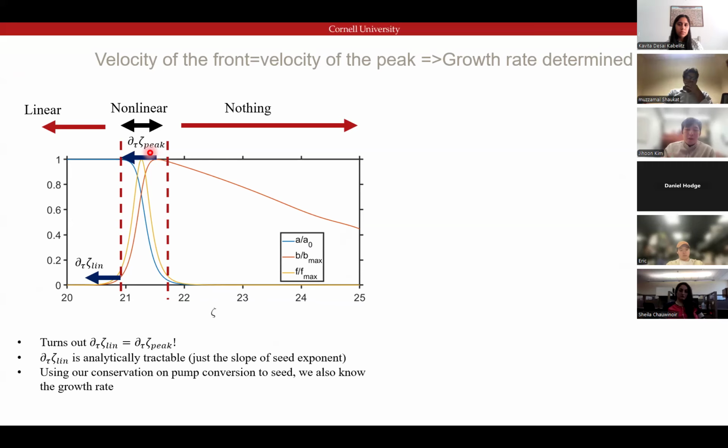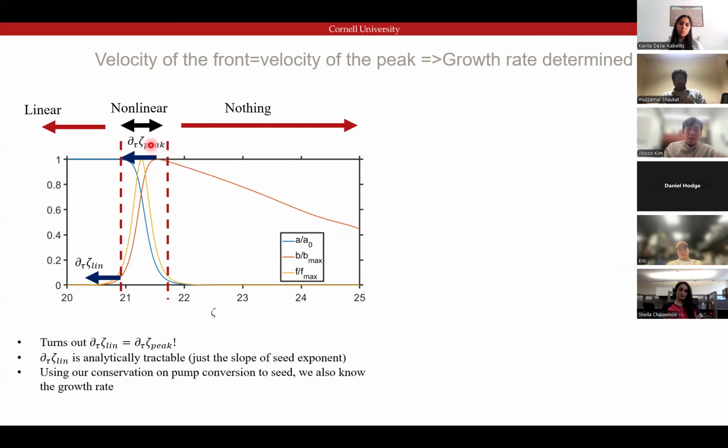Kind of going a little bit back and trying to describe the different pulse structure. At the very front of the pulse, pump depletion is very negligible, so we usually call this a linear regime, and everything is very well defined here. Something crazy happens, all the pump depletion and seed growth happens here, so we call this a nonlinear region. And then there's no pump behind, so we call this, well, nothing happens. So I just called it nothing.